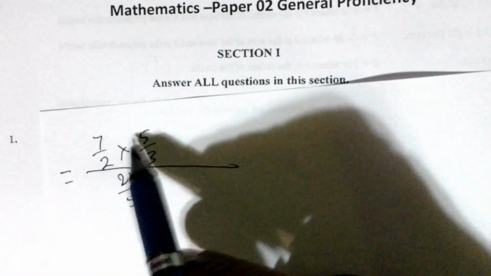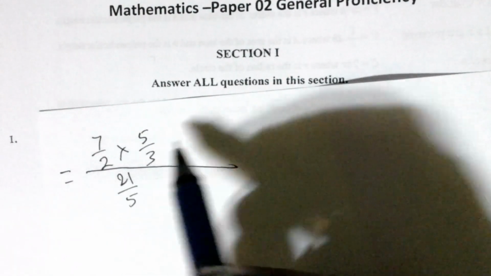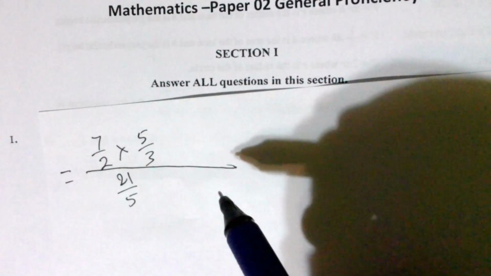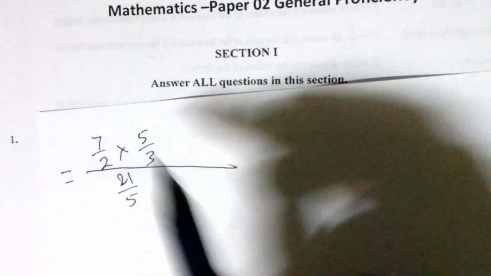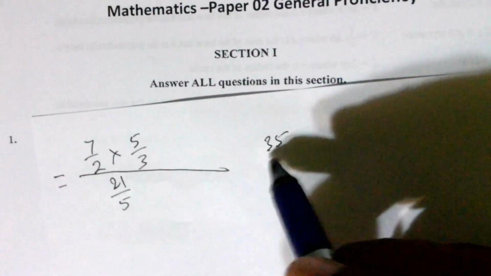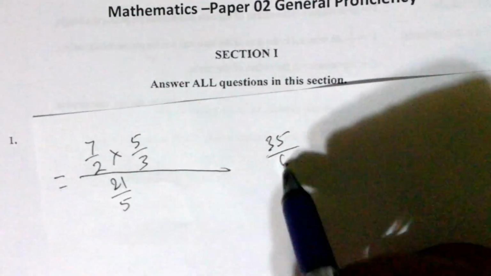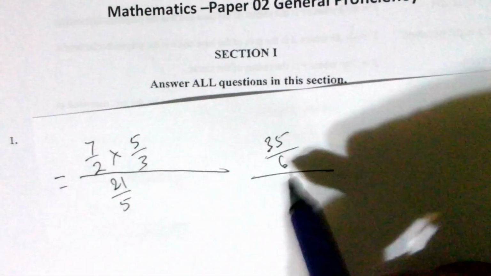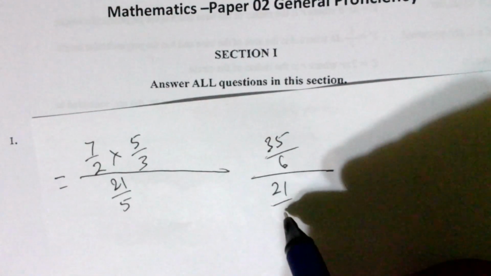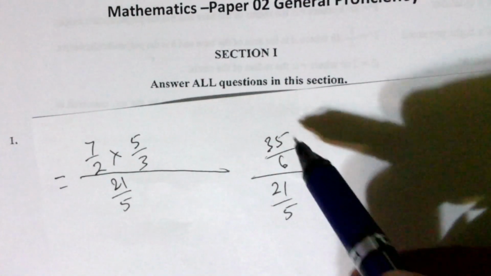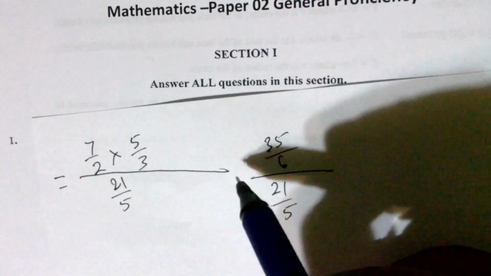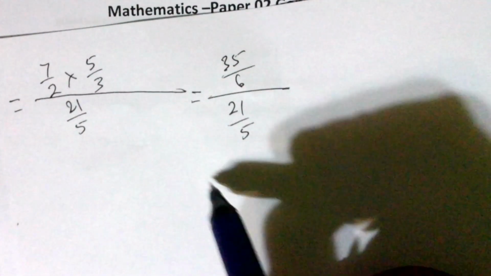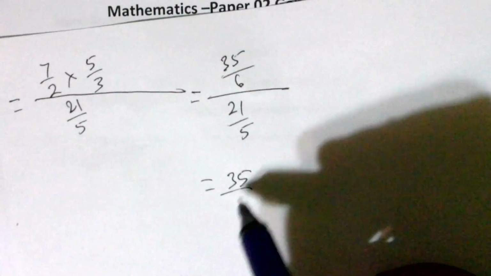Okay, so now we're going to work out this. Now working out this numerator with denominator, we see no common factor but 1. So we're going to multiply straight across. 7 times 5, that gives us 35. And 3 times 2, that gives us 6. So we're going to divide this numerator fraction by this denominator fraction. Now, we're going to take this 35 divided by 6. Let me put my equal sign, that's important. And then write it down, 35/6.